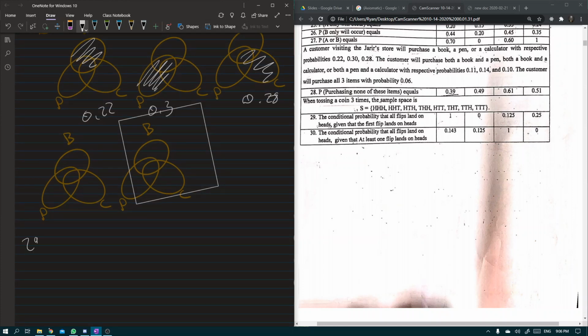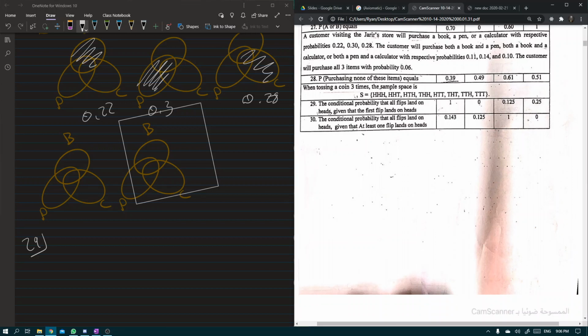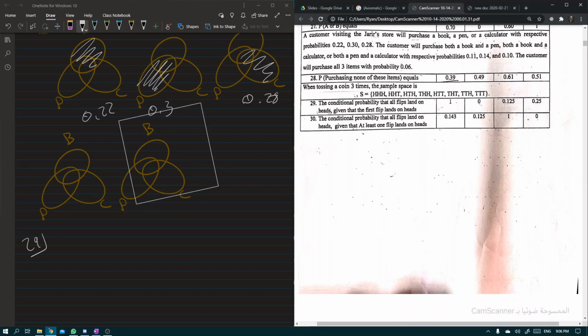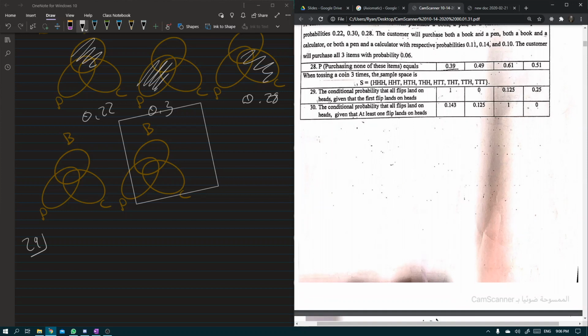Okay, 29. When tossing a coin 3 times, I'll flip on heads. So just this divided by the total, which is 2 to the power 3. So 1 over 2 to the power 3... Wait, my answer is wrong, why? 28. One minute, 28B. You did 1 you said minus? B. Okay, so this is 0.125. This is 1 over 8.